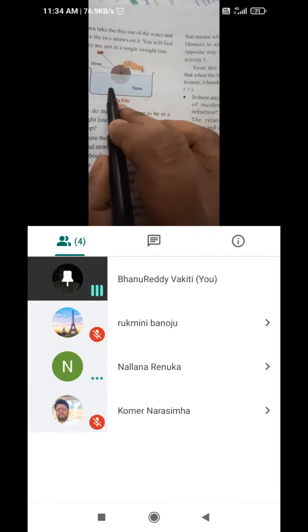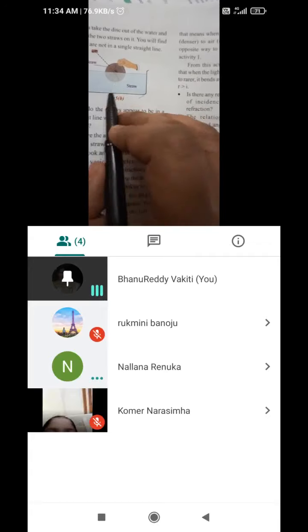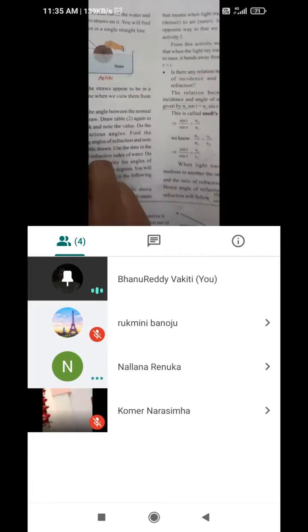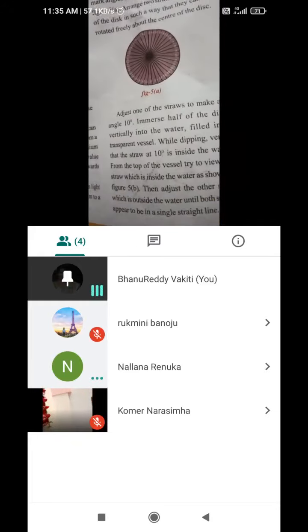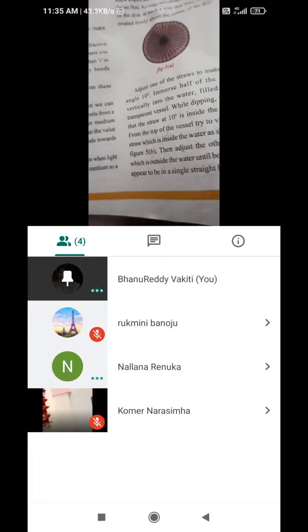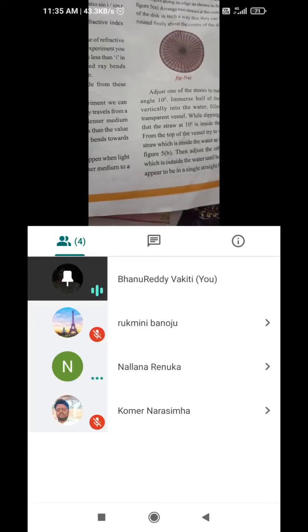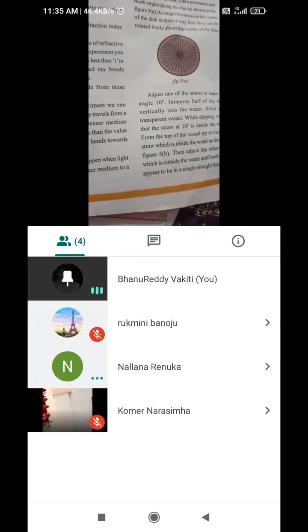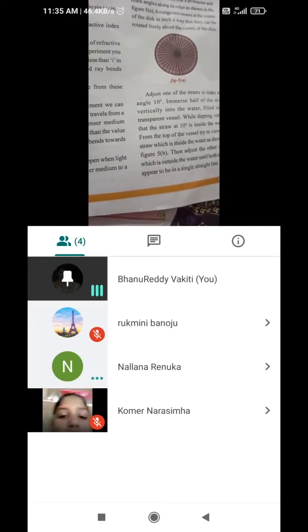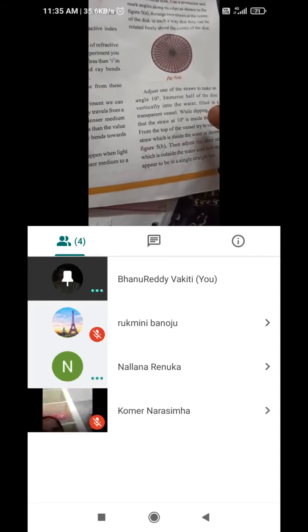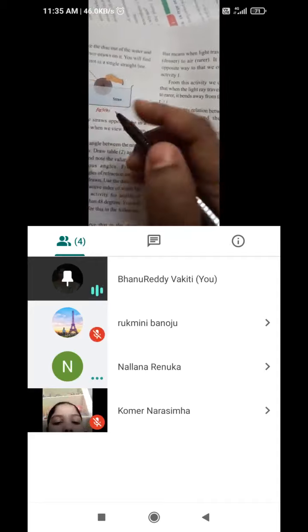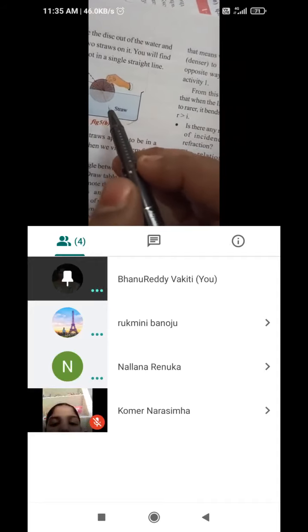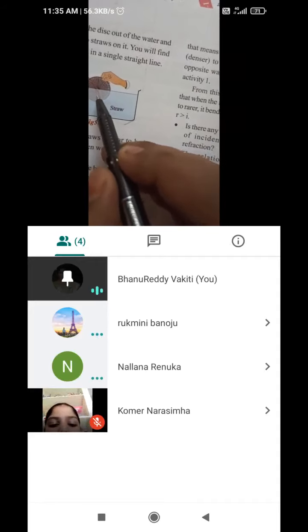So the circular disc, same as previous, we make this one wooden or something. So this is the circular glass disc, and inside the water we need to dip it. From the top of the vessel, try to view the straw. Here the straw at 10 degrees we need to keep. For that straw here we are keeping. So how will the straw look?